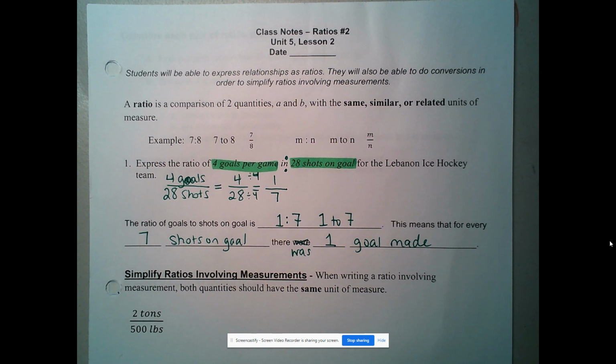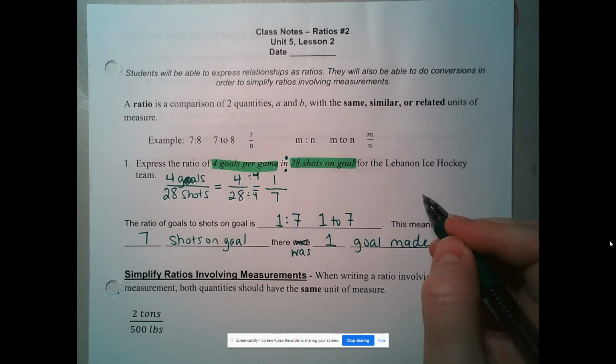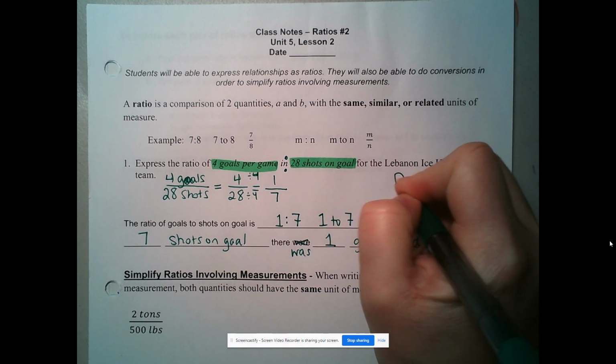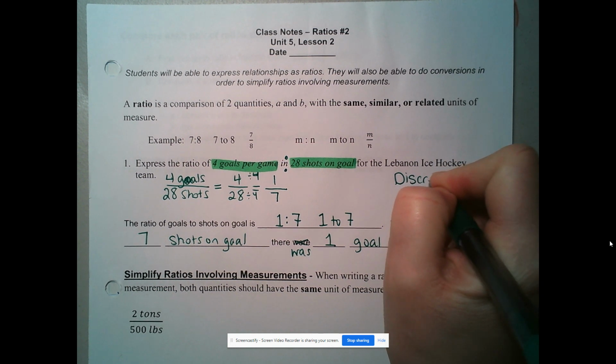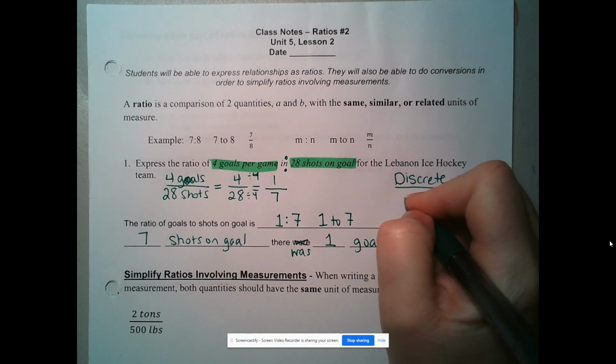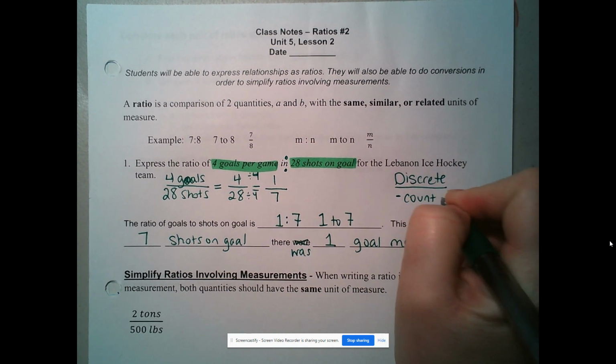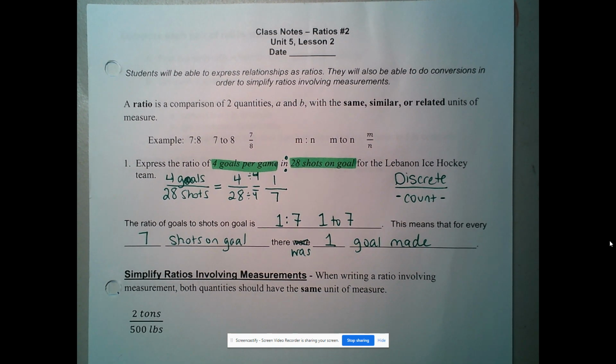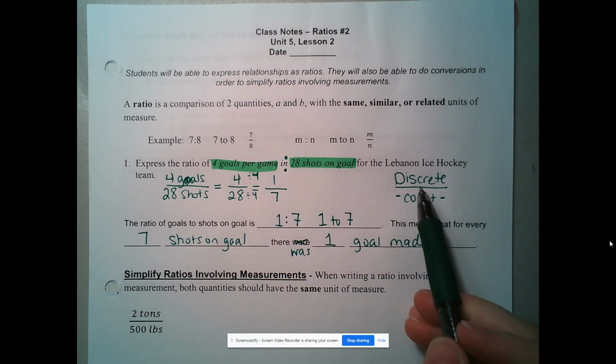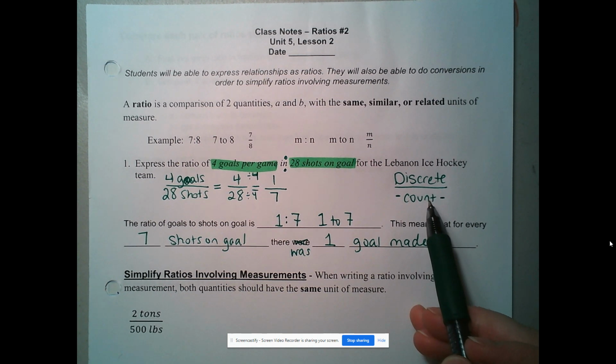We can also talk about this as being something that is called discrete. It's a new vocabulary word. Discrete means that they are numbers that you count. So we count the number of goals. We count the number of shots. On the previous lesson, we count the number of baskets made. We count the number of shots taken. So those are things that are called discrete, things that we can count. If you can count it on your fingers, it's discrete.